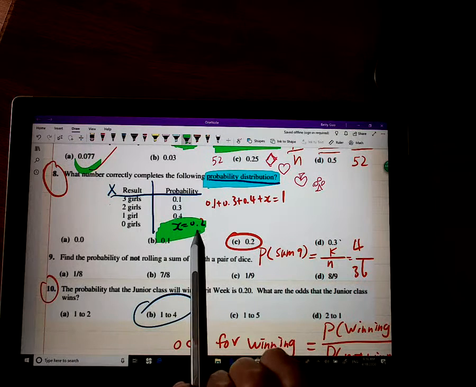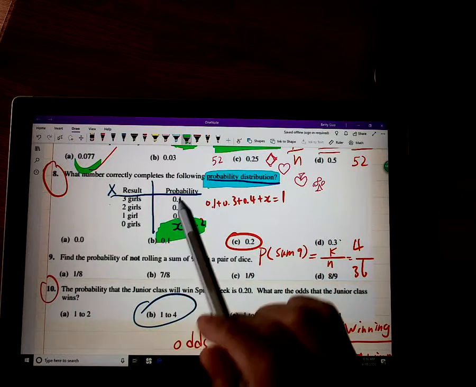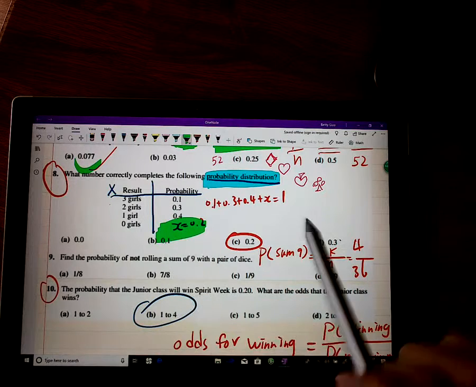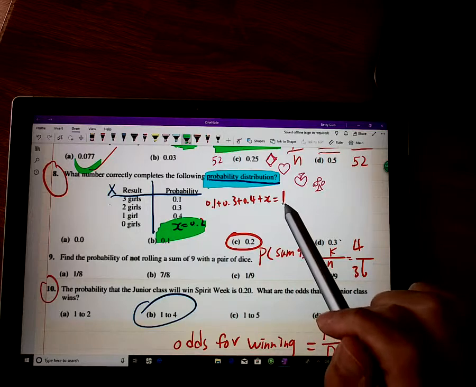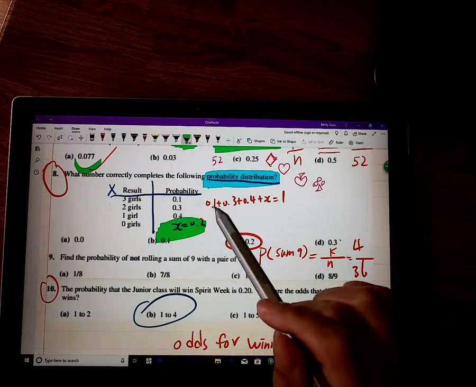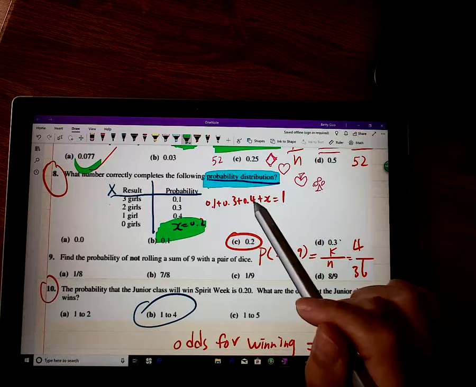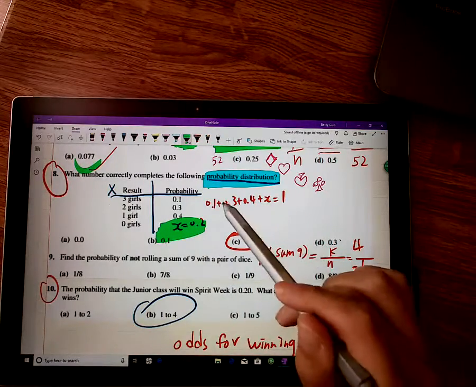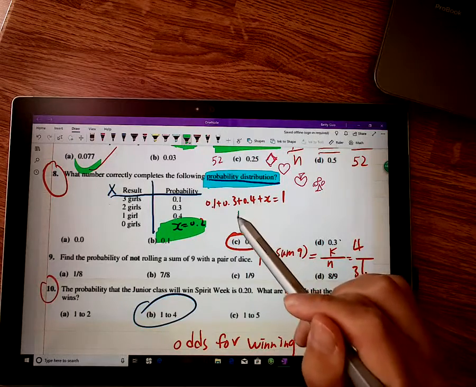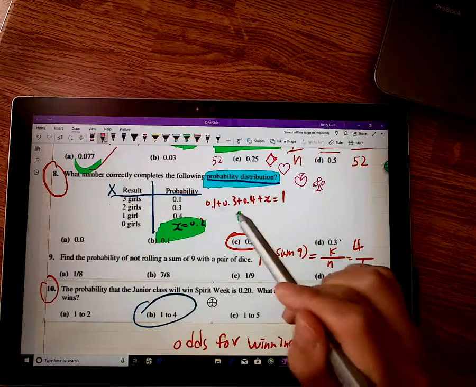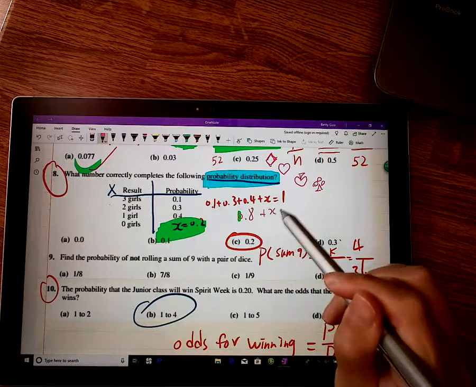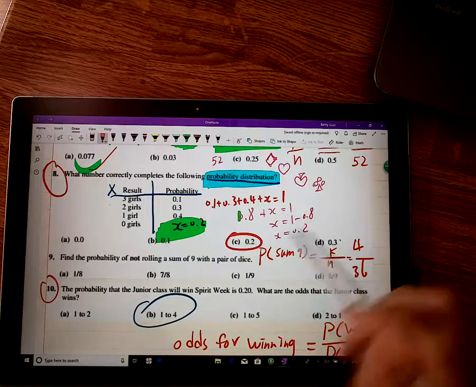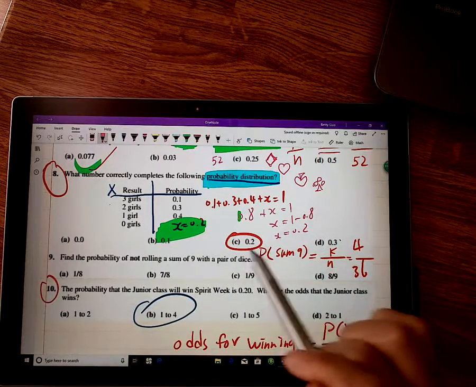It must be a number such that the 4 probabilities in the second column add up to 1. So we can set up an equation. 0.1 plus 0.3 plus 0.4 plus x, that's the number we are looking for, equals 1. 0.1, 0.3, 0.4 add up to 0.8. So 0.8 plus x equals 1. Then x equals 1 minus 0.8. x is 0.2.